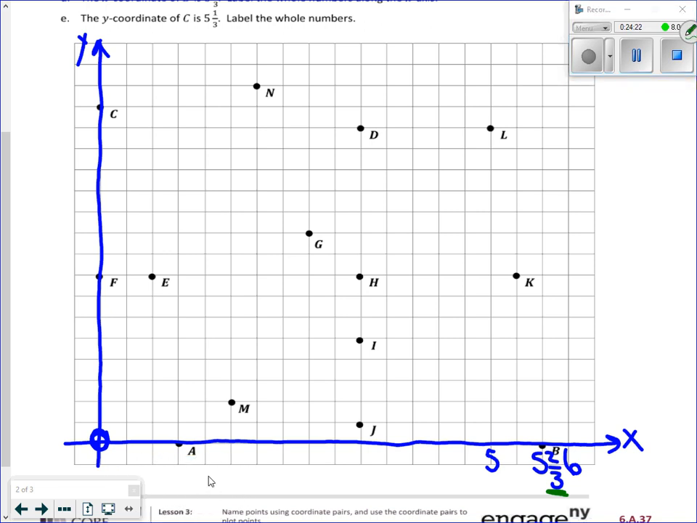I'm just showing, because I have my smartboard marker and it won't fit. So I've got 5 2/3. 5 3/3 is 6. 1 before 5 2/3 is 5 1/3. So I've got whole number, skip, whole number.